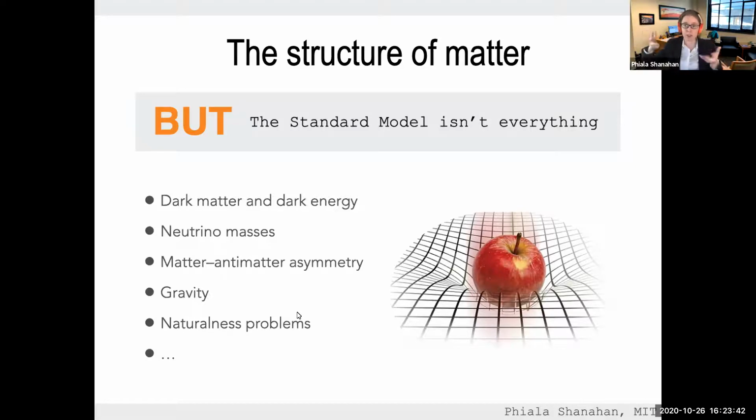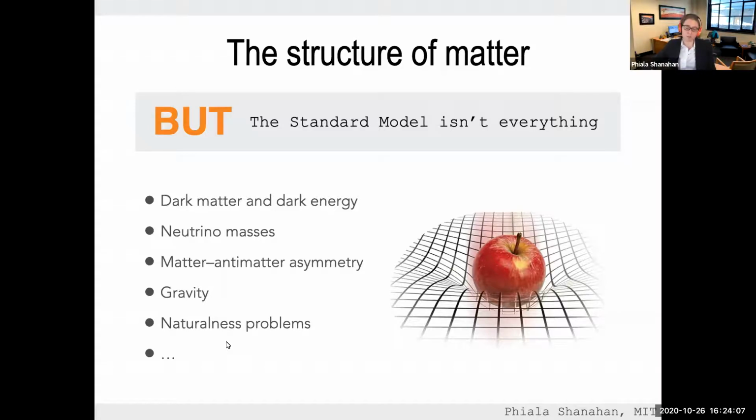So everything is made of matter, right, predominantly. But if the Big Bang created equal amounts of matter and antimatter, where did all the antimatter go if the standard model treats them almost the same? We can ask about gravity, which is not included in this framework. You can ask about naturalness. Why is there such a discrepancy between the weak and the gravitational scales? Okay, so this theory is great, but clearly it's not everything.